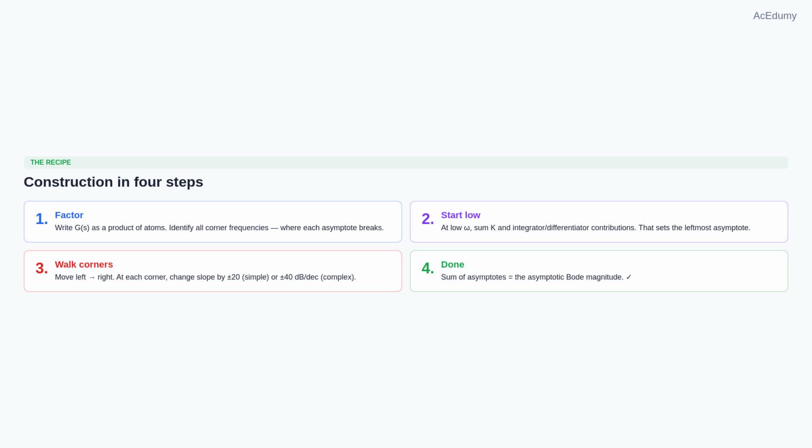The construction recipe. First, write G of s in factored form. Identify all corner frequencies, the points where each factor's asymptote breaks. Second, start at low frequency. Find the magnitude there. Contribution from k plus contribution from integrators or differentiators. Third, walk the frequency axis from low to high. At each corner, change the slope by the contribution of that factor. Minus 20 dB per decade for a pole, plus 20 for a zero, double for complex pairs. Fourth, the sum of all asymptotes is the asymptotic magnitude plot.